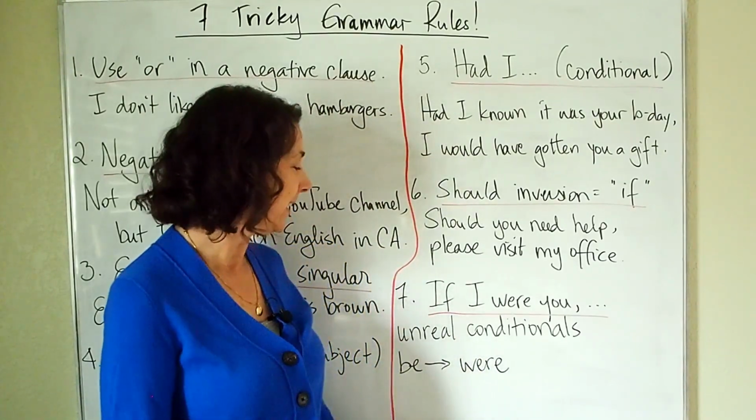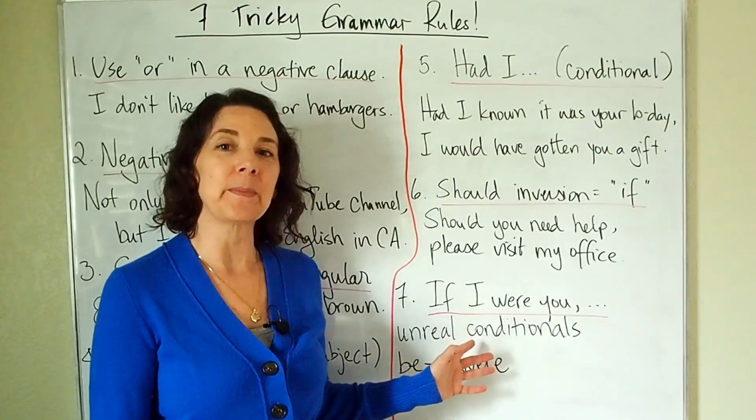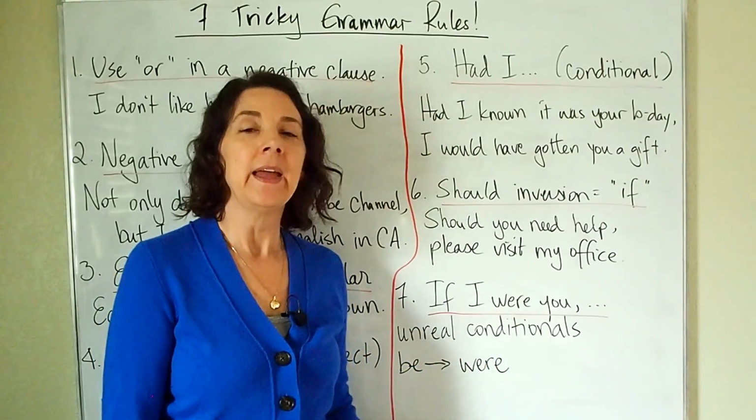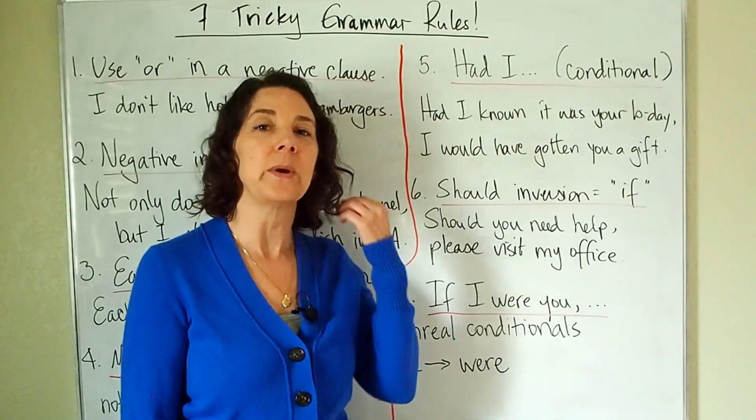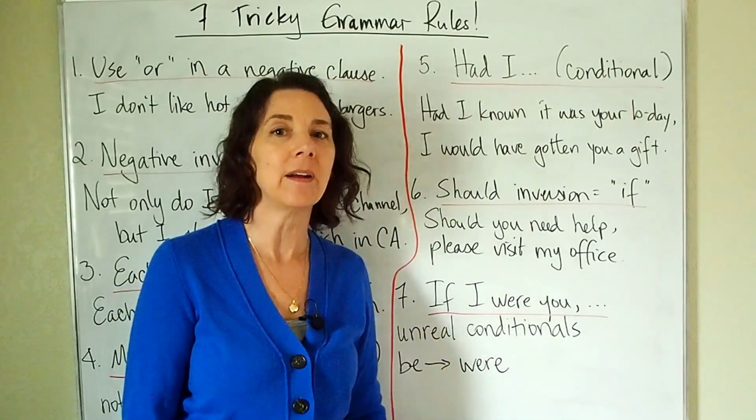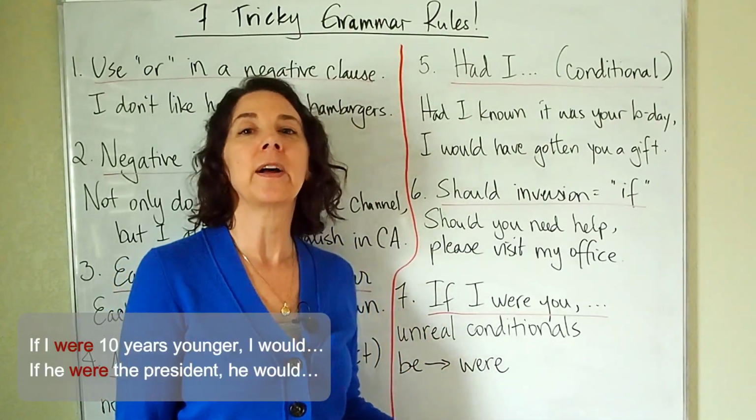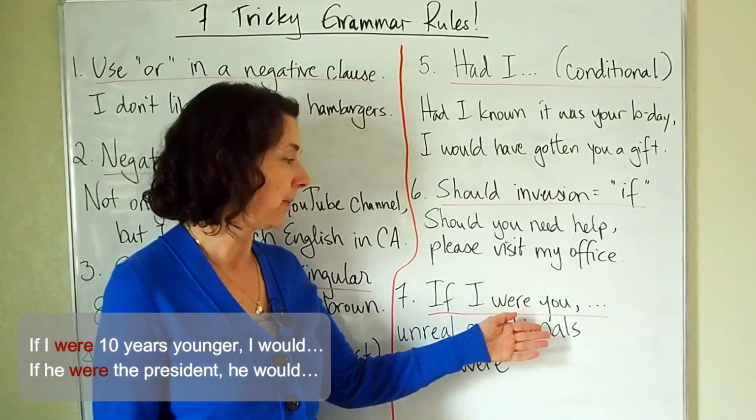Okay, then finally, if I were you. I have a whole video about this if you want to learn more about this one, but this is an example of an unreal conditional. It's an unreal conditional because we use this to talk about situations that we only imagine, but they cannot be true. If I were the president, if I were 10 years younger, if I were you.